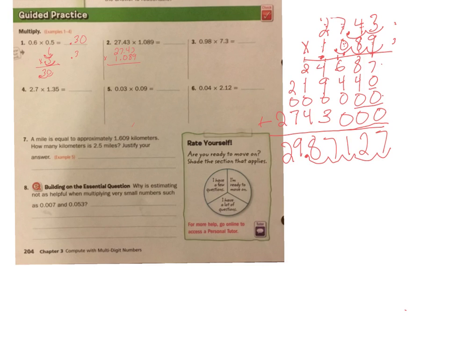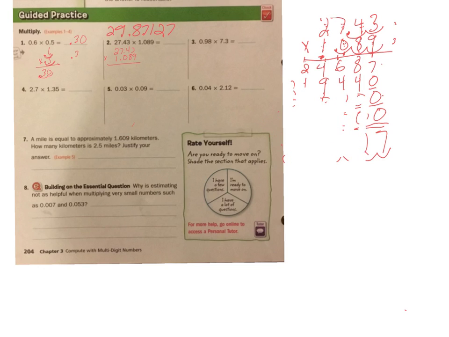So my answer is 2, 9. Oh, that is so sloppy. Okay. Let's try that again. 2, 9.8, 7, 1, 2, 7. All right. That was a lot of work. So I'm going to erase this, and we're going to go to our next one, number 3.